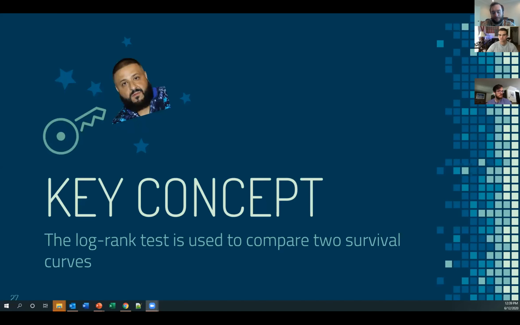So I will send it back to Corey. Okay, so again, high level takeaway for y'all is that you can use the log rank test to compare two or more survival curves.